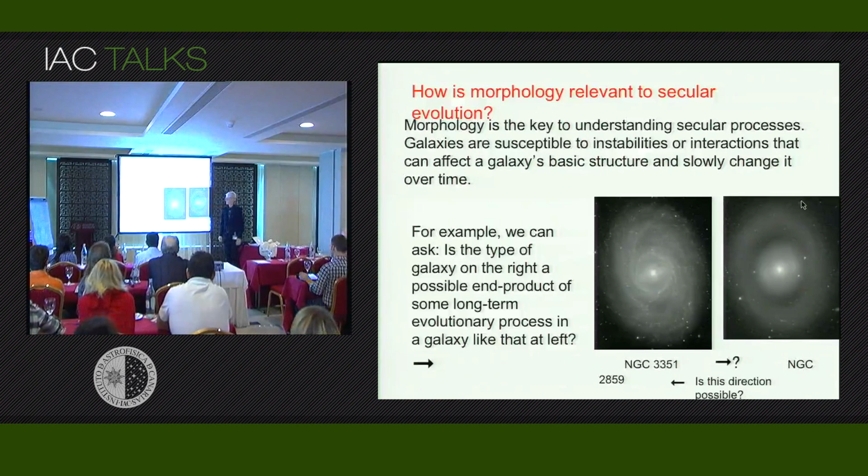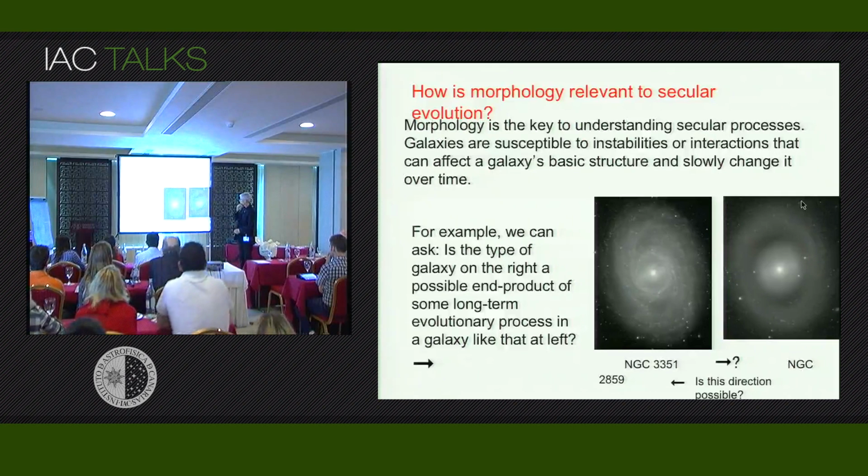You can ask a foolish question. There's the galaxy on the left. Is it possible it could change to the galaxy on the right? And how might it do that? In secular evolution, you're kind of looking for relationships between different types of galaxies. You'll notice the galaxy on the left has a bar and a ring, and the galaxy on the right has a bar and a lens. The galaxy on the right has an outer ring. The galaxy on the left hasn't made one yet. Could it make one? Could that galaxy on the left be environmentally affected to change into the galaxy on the right?